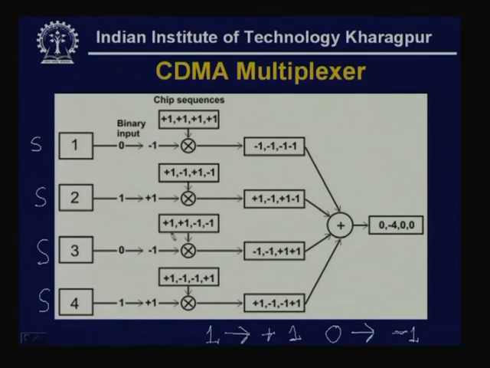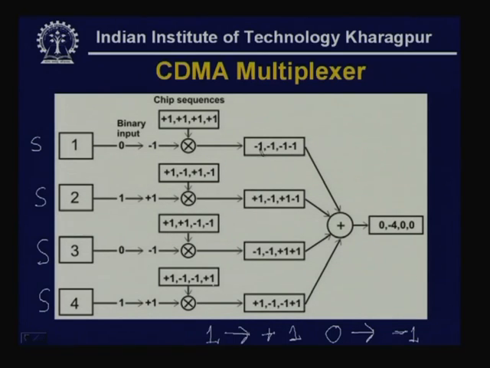Then -1, when this is multiplied, it becomes +1 +1 -1. The chip sequence becomes -1 -1 +1 +1, and from station 4 it is multiplied with +1, because the binary data is 1. So it becomes +1 -1 -1 +1. Now, these are added bit by bit.